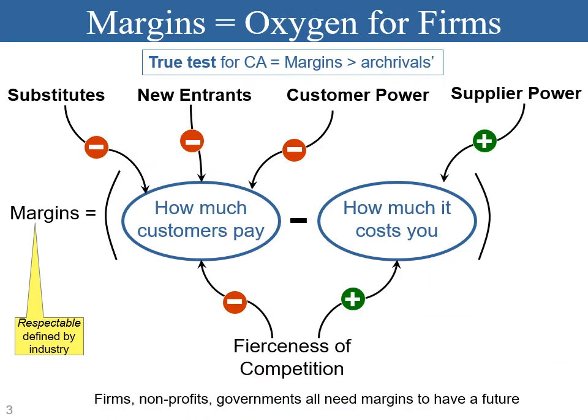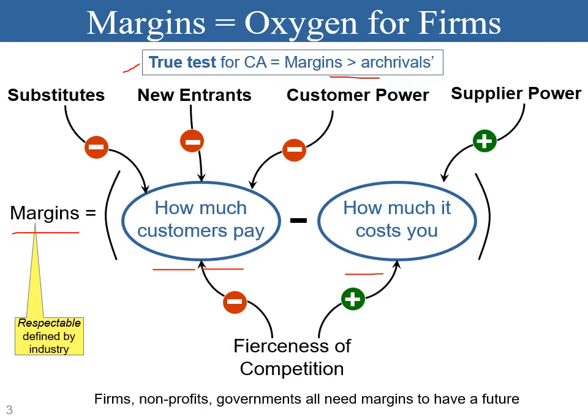Okay, this diagram illustrates a model of formulating the company's margin, right? Profit margin is the oxygen for firms or companies to survive. So the true test for competitive advantage is that your margin must be greater than your rivals' margin. And the margin is equal to how much customers pay minus how much your product costs.